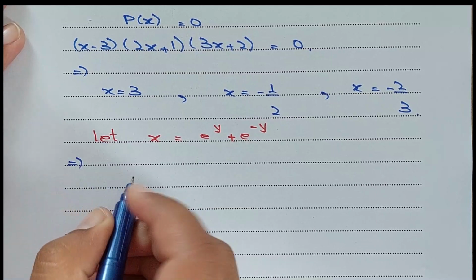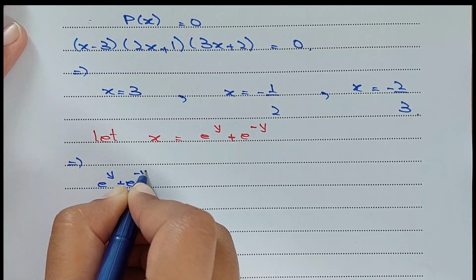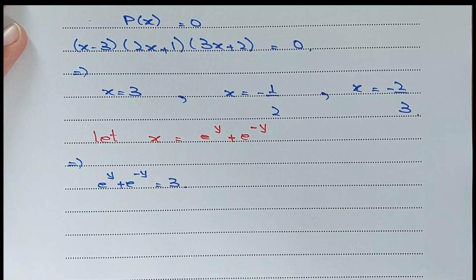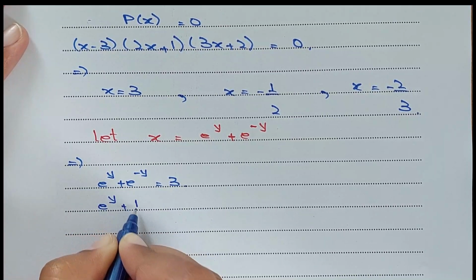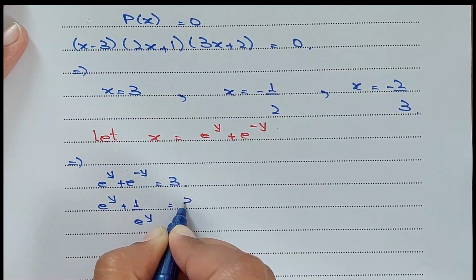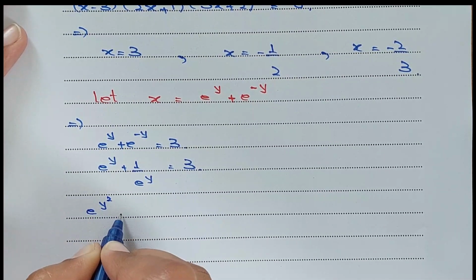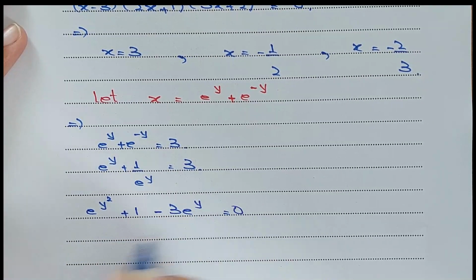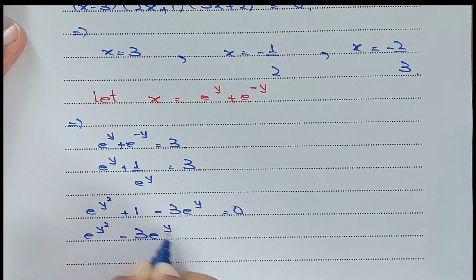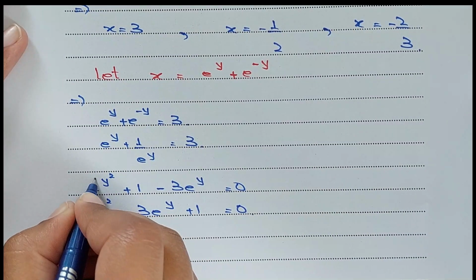So from here we can say for the first one, e power y plus e power minus y, this is equals to 3, the first equation. Let me simplify this. So this is e power y plus 1 over e power y. This is equals to 3. So multiplying by e power y on both sides. So e power y square plus 1 minus 3 e power y equals to 0, or e power y square minus 3 e power y plus 1 equals to 0. E power 2y, not y square, sorry.